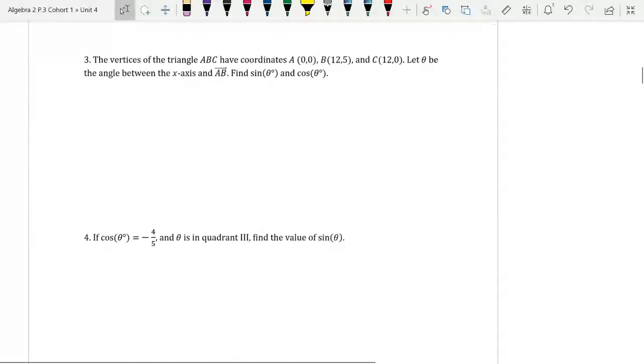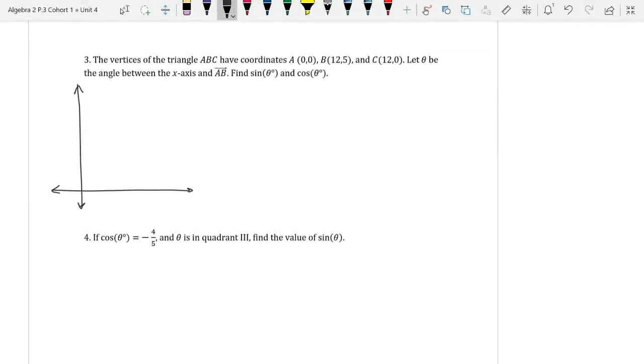All right, number 3 says the vertices of a triangle have coordinates of 0, 0, 12, 5, and 12, 0. Let theta be the angle between the x-axis and AB. Find the sine of theta and the cosine of theta. So this is just asking us to draw a picture. All of my points are telling us our triangle is in quadrant 1. How do I know that? None of my points have negatives in it.